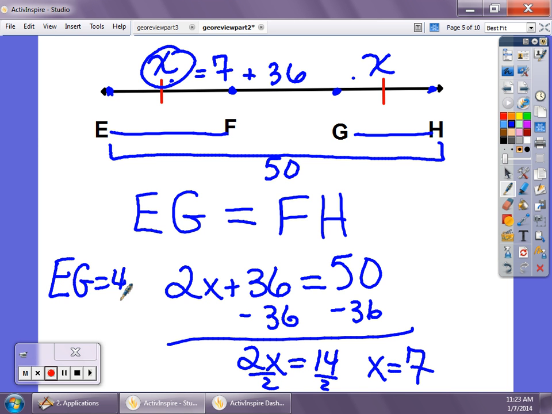43. Okay, you guys get that? I traveled 7, and then I traveled another 36, so I went 43 spaces. Are we good? Okay, all right. Moving on, we're on number 16.